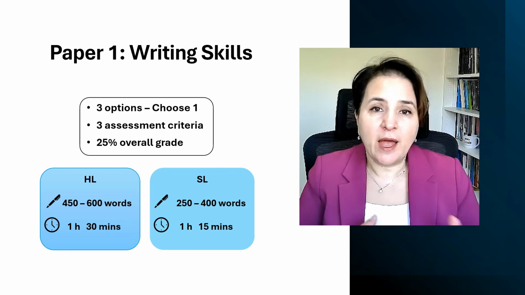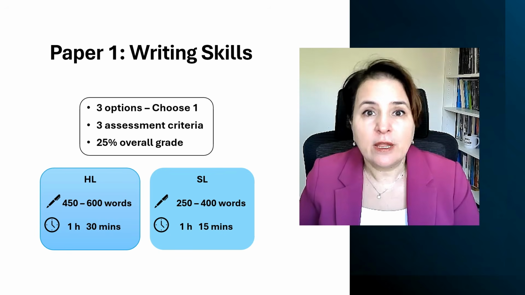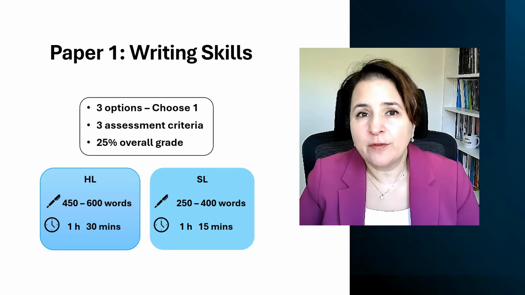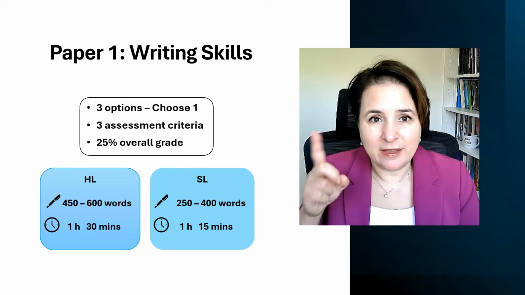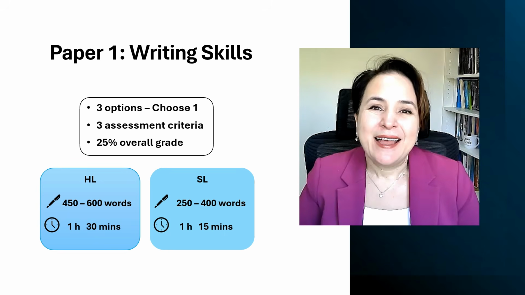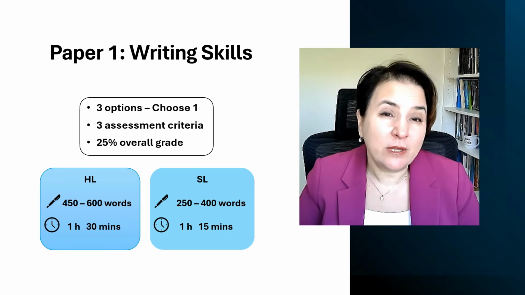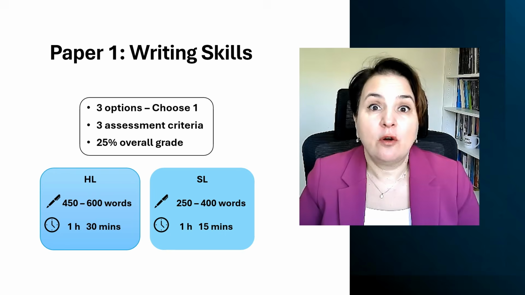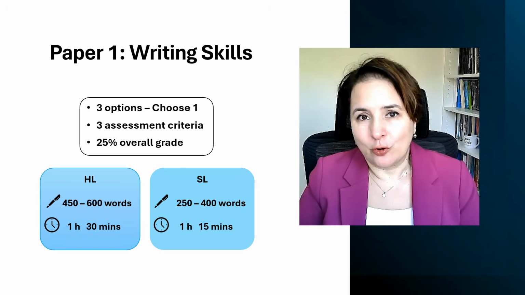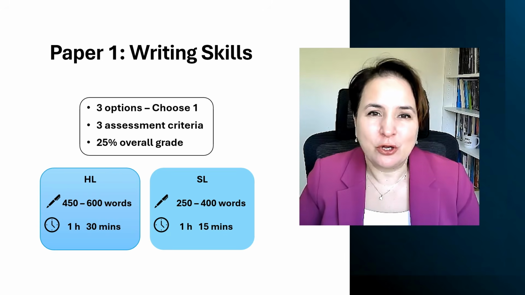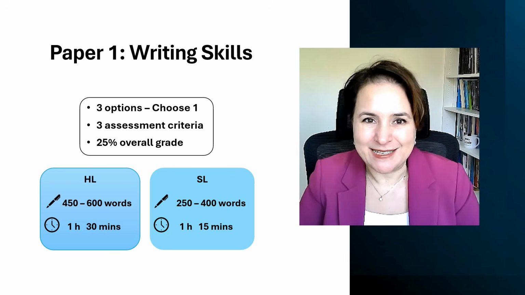The difference between higher level students and standard level is in how much they need to write and how long they have to complete this paper. You can find the information here. The overall grade is 30 marks, and it will be 25% of the overall grade of your course. So here are my 7 tips to ensure that you are going to smash this.